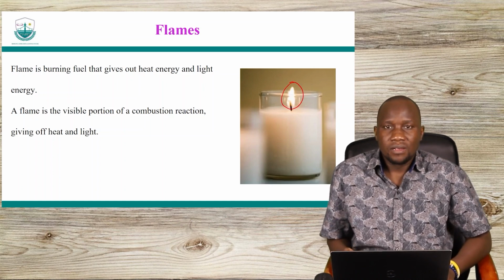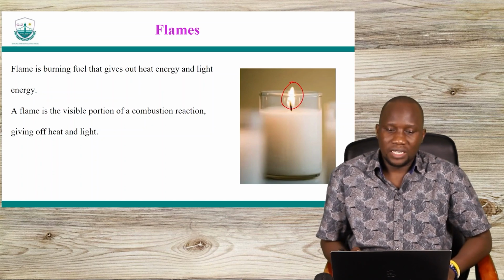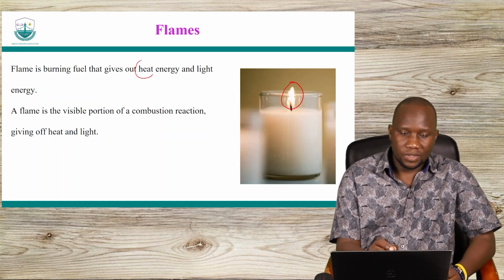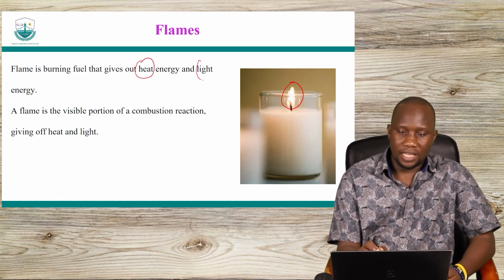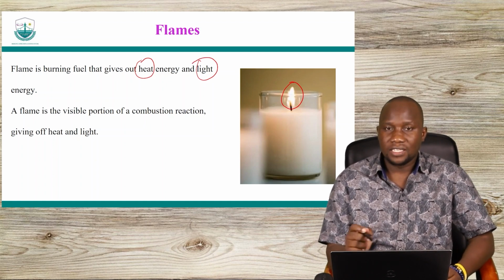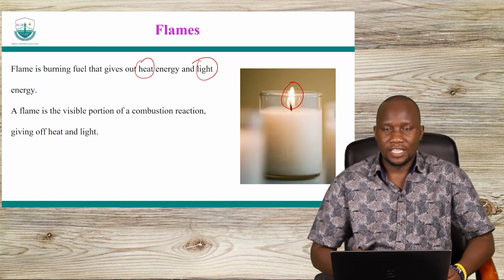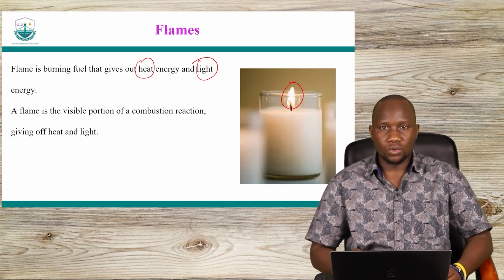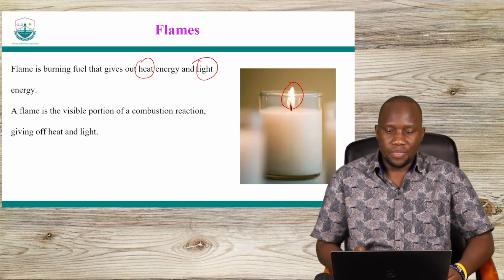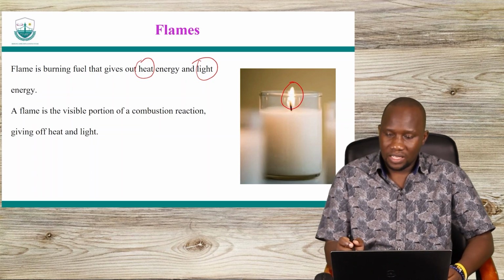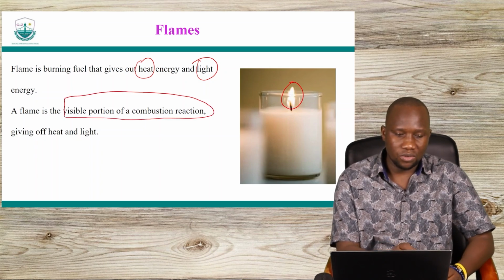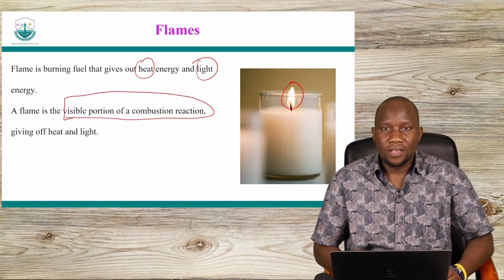That's the flame. So flame is the burning fuel that gives out two types of energies. The heat energy and the light energy. Okay? So this here is giving us light and it's also giving us heat energy. Okay, that's what we get when we have a flame. So this part that we see, we are calling the visible part of the combustion reaction, is what we call the flame. Okay.